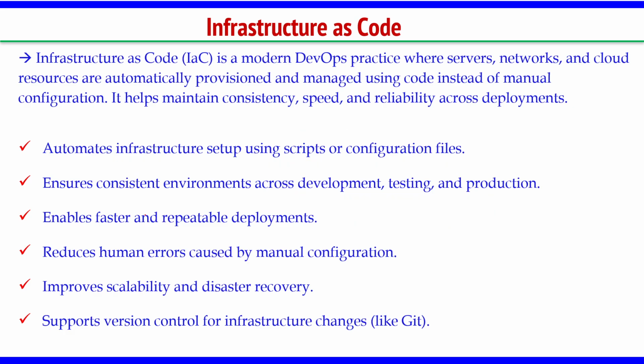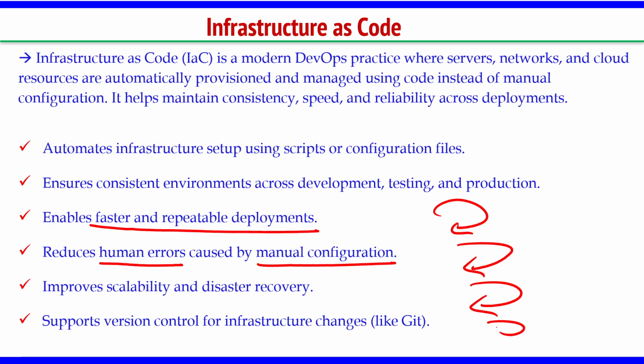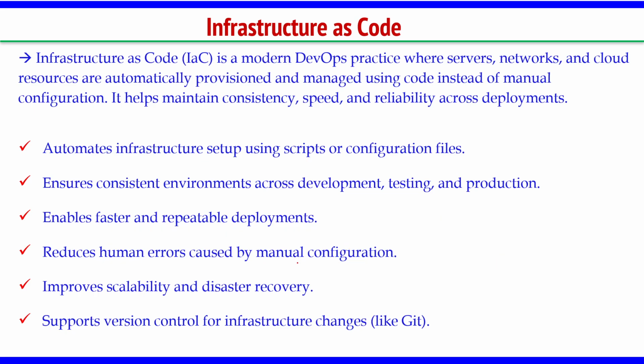And since you are not doing it manually, it will enable faster and repeatable deployments. Creating environments and deploying them is very fast. The whole story of DevOps is to make the process faster. It also reduces human errors caused by manual configuration. As a human, it is quite common that if you repeat a confusing or complex task multiple times, there is a high chance you may make a mistake in some setting. That can be avoided if you are using IaC.